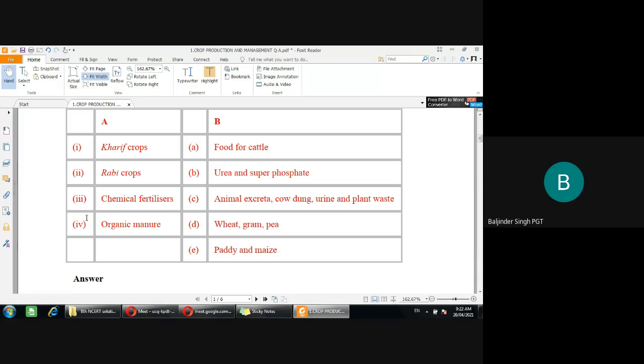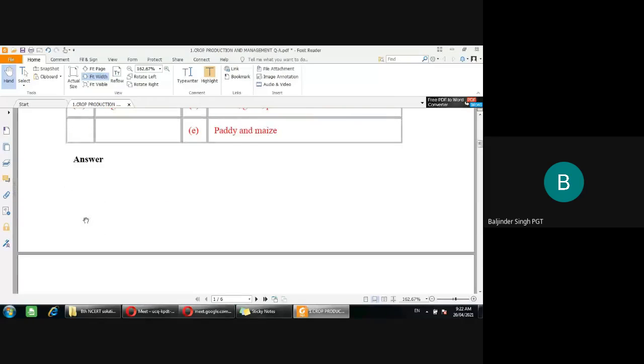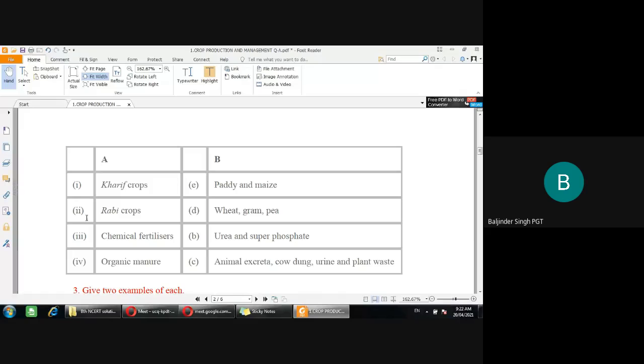And what are the chemical fertilizers? Urea and super phosphate. And what is organic manure? Animal excreta, ये सब होता है, cow dung, and plant waste. So here we have. Let us check our answers.